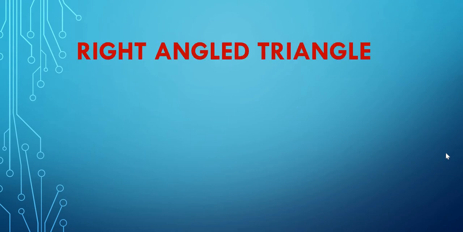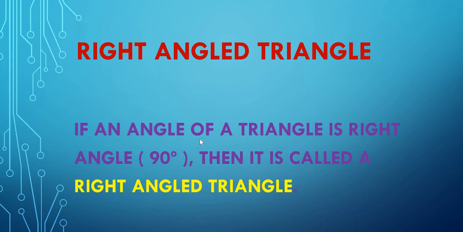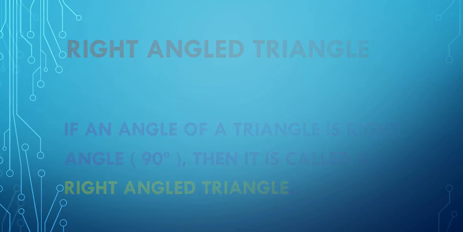right angled triangle. So right angled triangle means if an angle of a triangle is a right angle, that is 90 degree. If any one of the angles in a triangle is 90 degree, then it is called a right angled triangle. If any one angle of a triangle is 90 degree, we can say it is a right angled triangle.